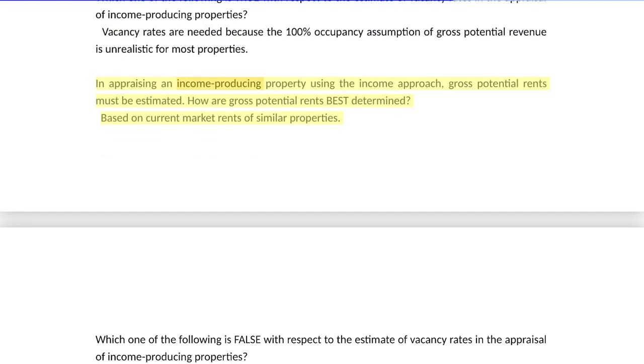In appraising an income-producing property using the income approach, gross potential rents must be estimated. How are gross potential rents best determined? Based on current market rents of similar properties.